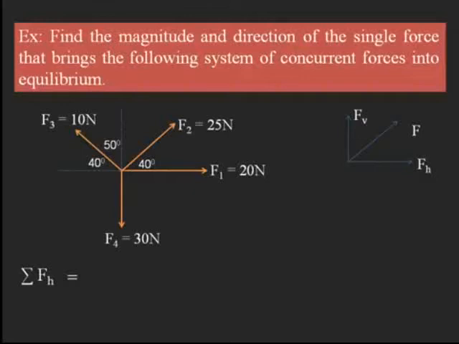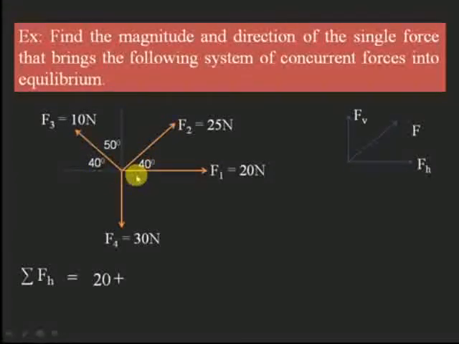First I want to take F1. F1 is already acting in the horizontal direction, so F1 is itself its horizontal component, and there will be no vertical component; that component will be 0. So for the sum of horizontal components we consider F1 as a horizontal force, so take 20. Next, plus the horizontal component of F2. F2 is acting at an angle of 40 degrees, so the horizontal component will be F2 cos theta, which acts along F1.